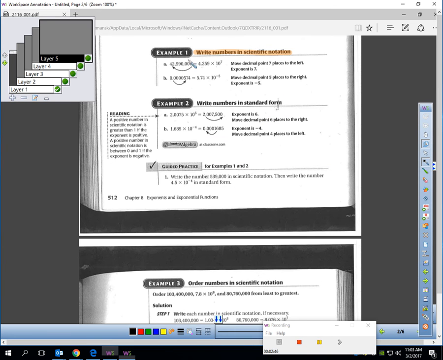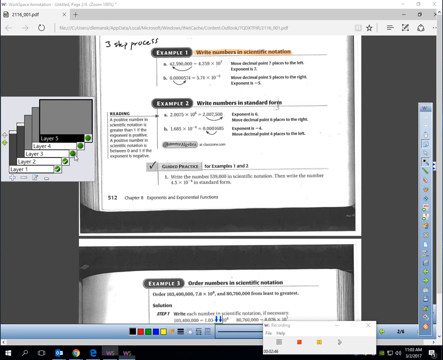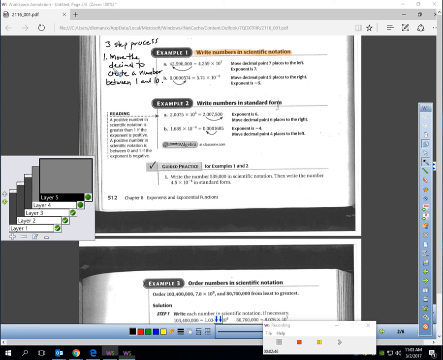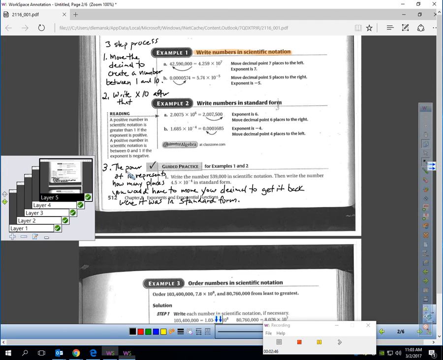Now, to write a number in scientific notation, it's a 3-step process. Here's the first step. Move the decimal to create a number between 1 and 10. Then, after that, you write times 10. And then the power of 10 represents how many places you would have to move your decimal to get it back where it was in standard form. You might want to pause the video real quick and just write those 3 steps down. Okay, so now let's look at those 3 steps in these examples.